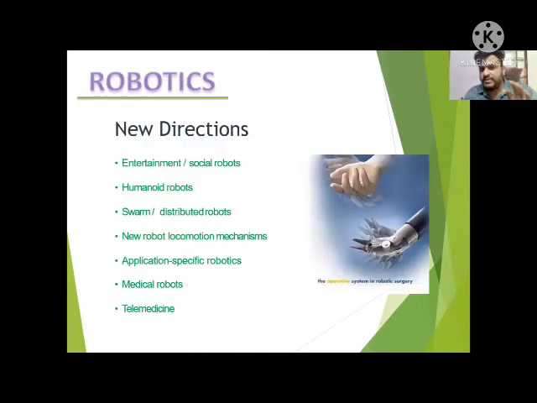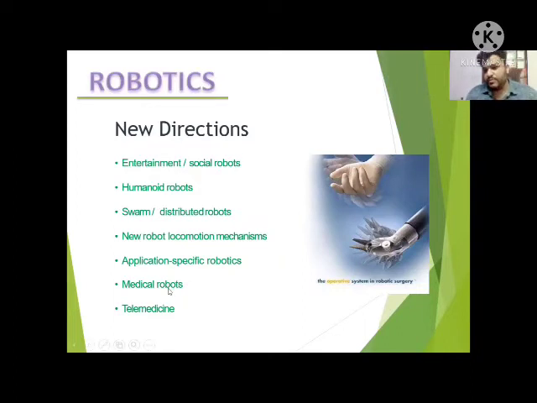Okay. Now, what are the new directions? These are the new industries growing in the field of robotics. We can know entertainment robots. Your children in future may have robots in your home. These robots will do your homework, or they will play with you, etc. These are known as entertainment robots or social robots. And as I showed initially in the picture, humanoid robots are becoming popular nowadays.